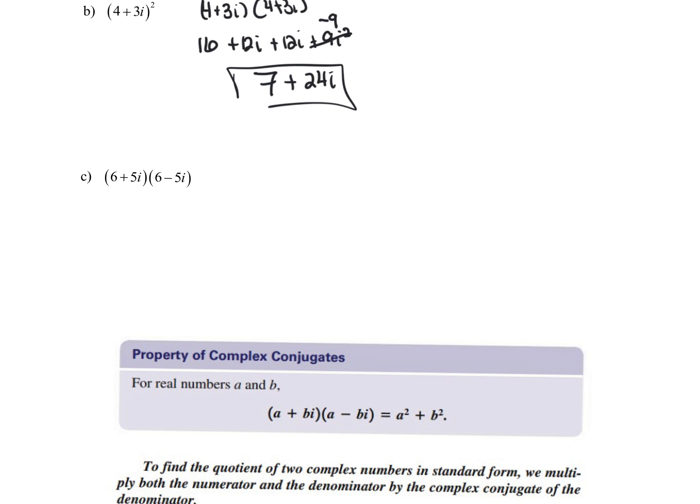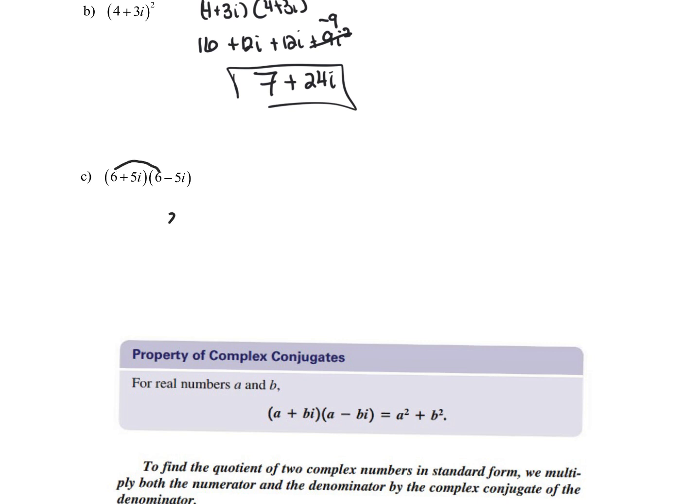Letter C is something super awesome because they are conjugates. Their sign in the middle is opposite, but their pieces are exactly the same. So when you FOIL conjugates, I showed you a shortcut a while ago, but it's okay if you don't remember. We can do it again.